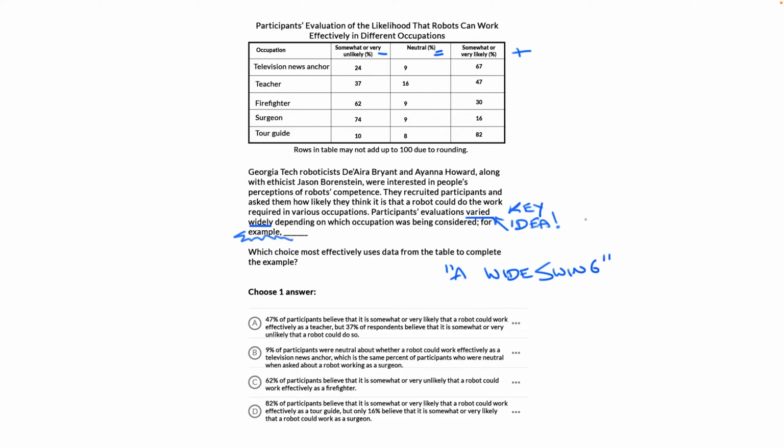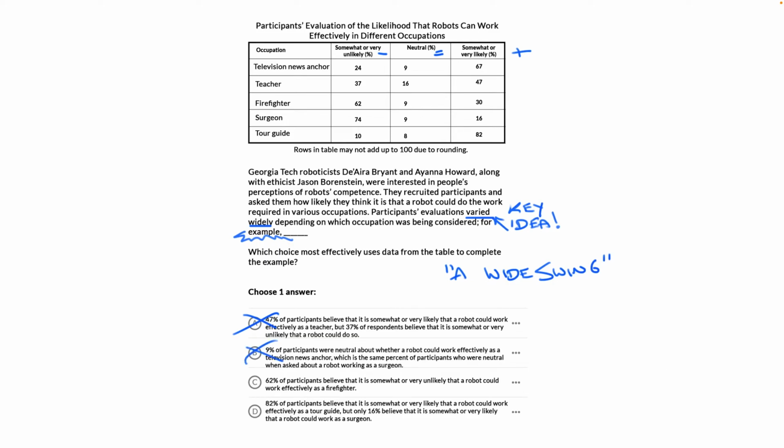Choice A, 47% of participants found it somewhat or very likely that a robot could work as a teacher. That's in the table. 37% found it somewhat or very unlikely. That's also in the table. So this is a 10% swing, and it only talks about robots having one kind of job. This isn't it. Choice B, 9% were neutral about robot TV news anchors, which is the same percent of participants who were neutral about robot surgeons. So this compares two different robot occupations, but the difference between them is zero. So this is not our choice either.